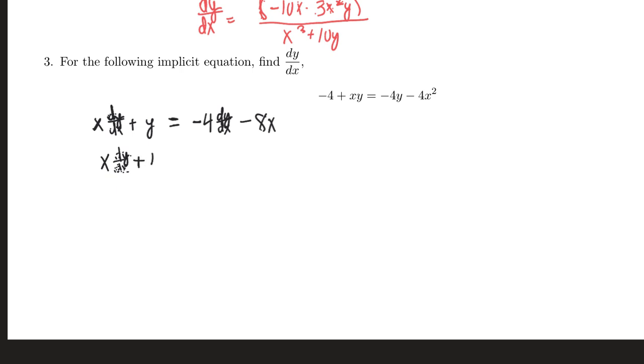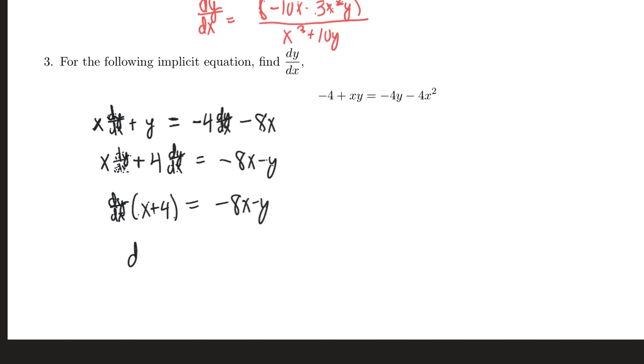And it's just moving those two terms to where they want to be. All right, the dy dx is on the same side now, so I can factor it out. And then I can divide to get dy dx all by itself. And that's the whole problem again once you get dy dx by itself.